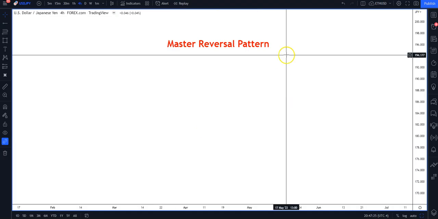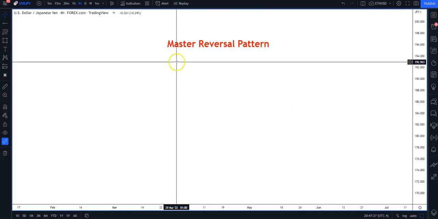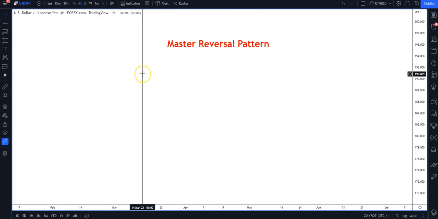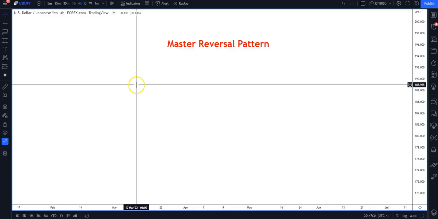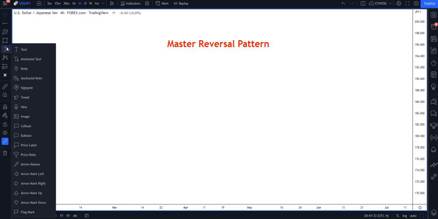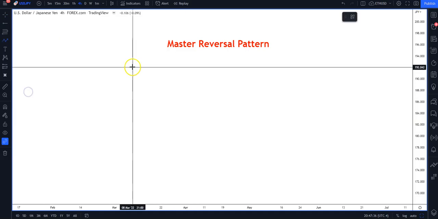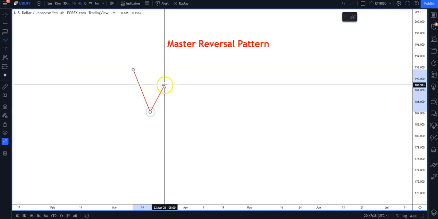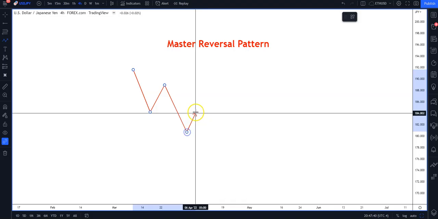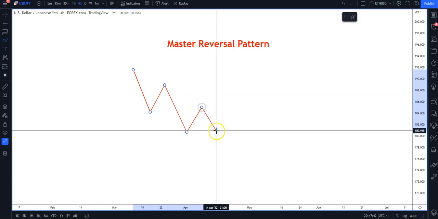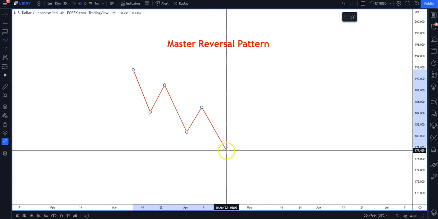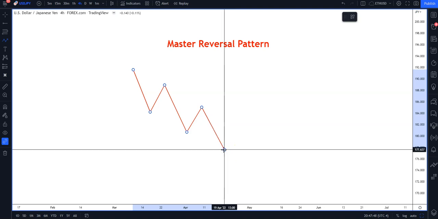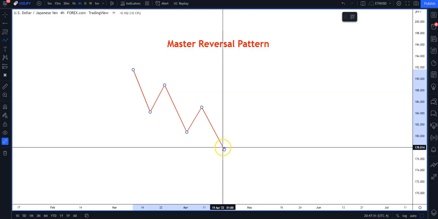So what is the master reversal pattern? The master reversal pattern is basically a shift of market structure. So for example, let's break it down. As this is a trend and it's going down, right? And this is what I discuss a lot in our Sunday sessions, but I just want to make a video for it so you can keep it as a reference.